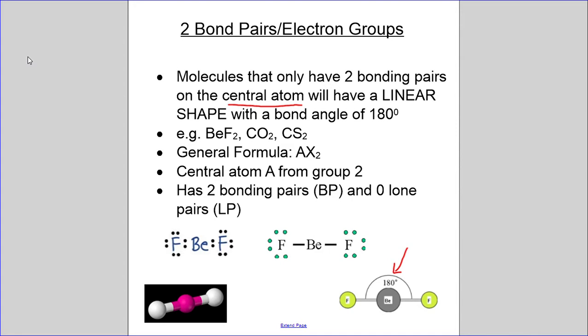So there's a general formula that these things follow, and in general this is AX2. A just stands for the central atom. X would stand for whatever other element is there as a group of 2.